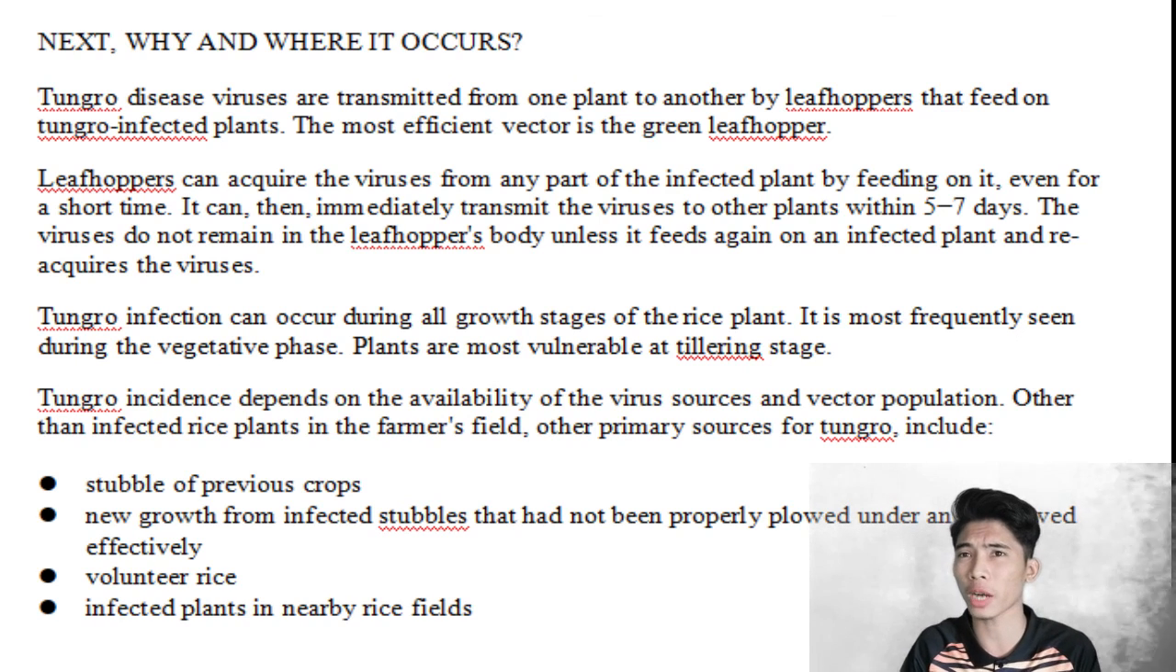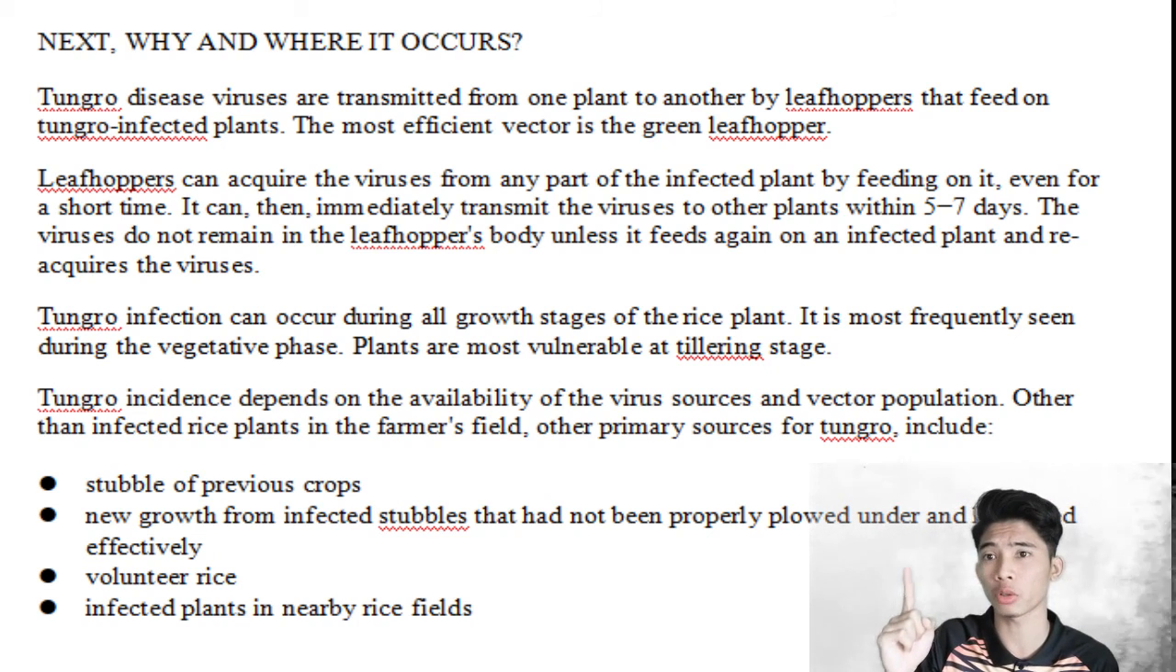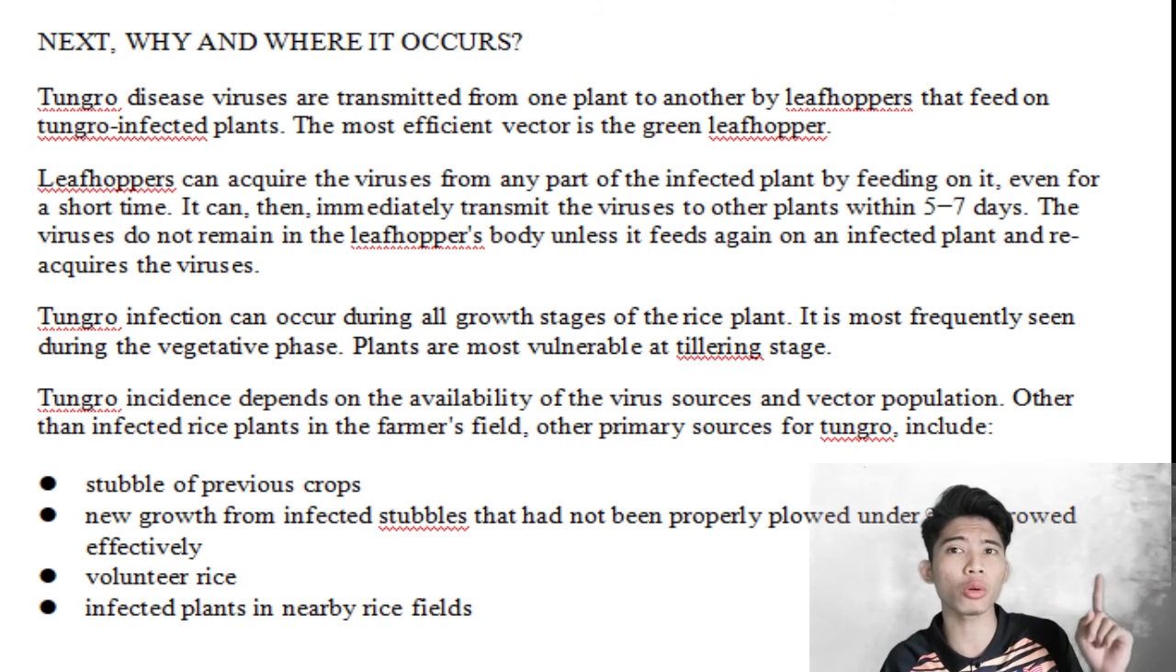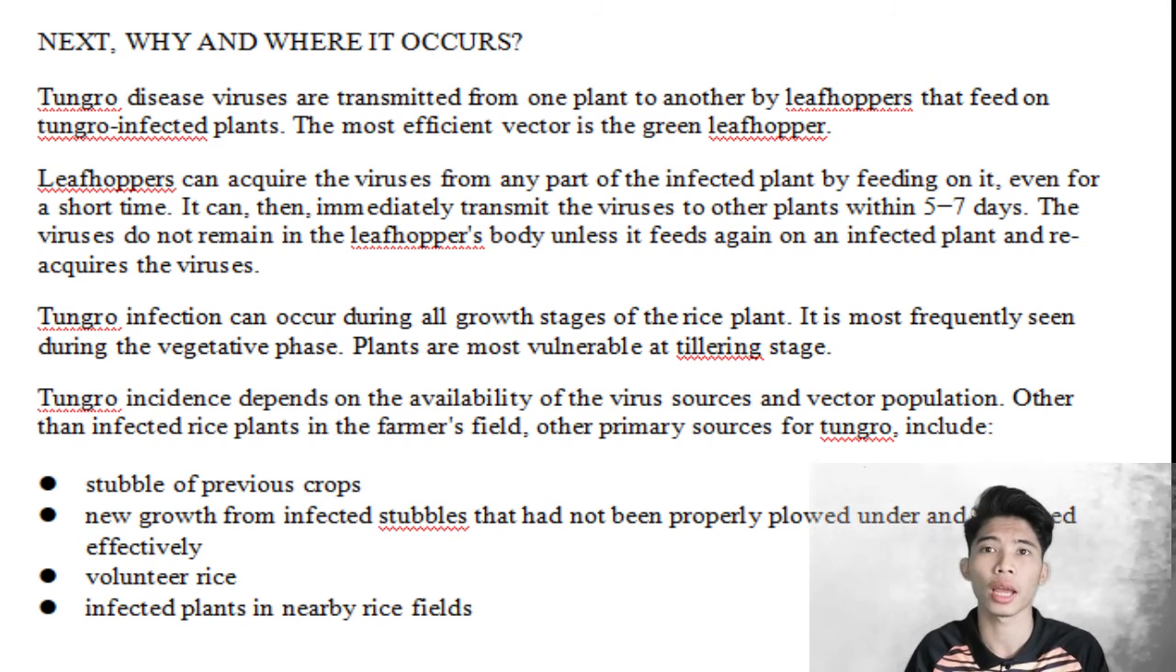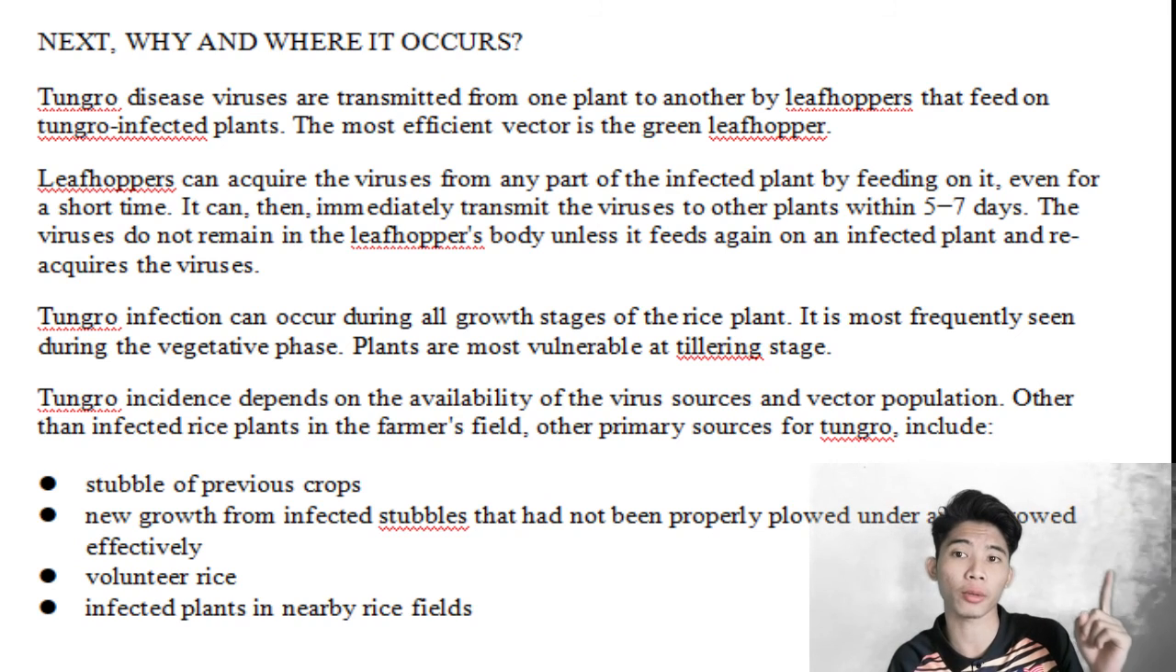Other than infected rice plants in the farmer's field, other primary sources for tungro include stubble of previous crops, new growth from infected stumps that had not been properly destroyed by the harrow, volunteer rice, and infected plants in nearby rice fields.